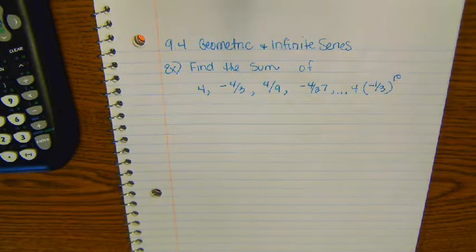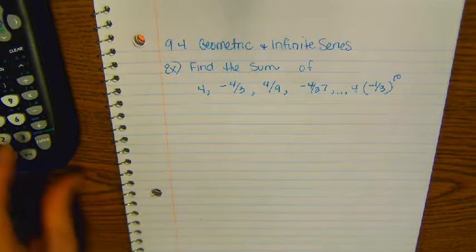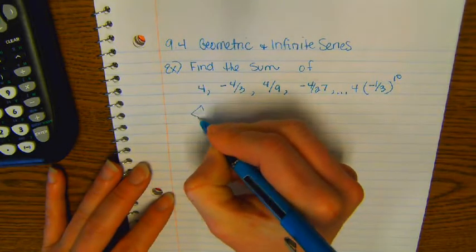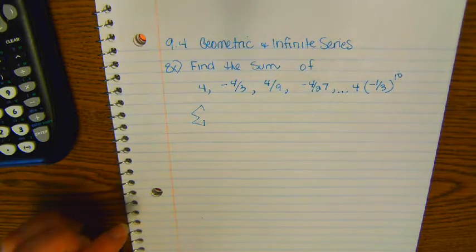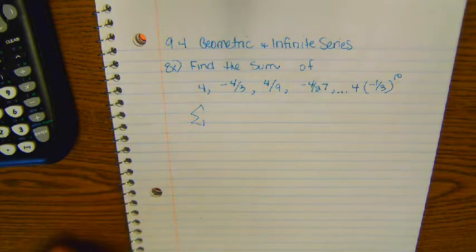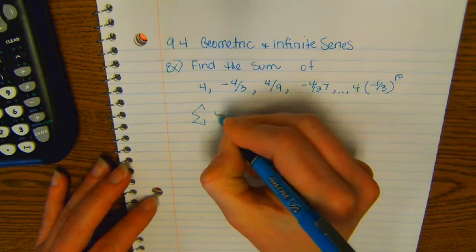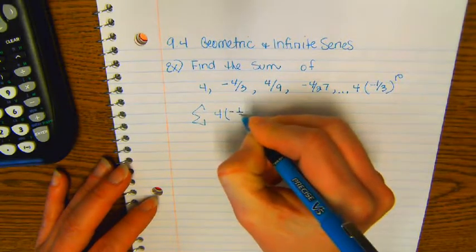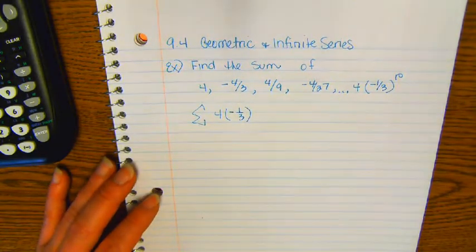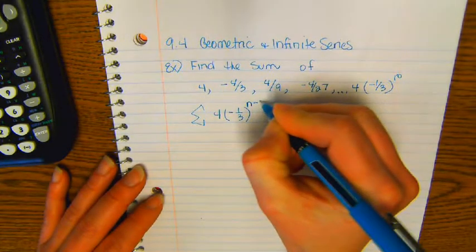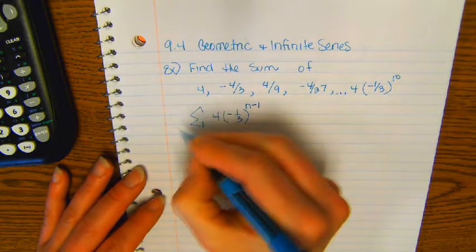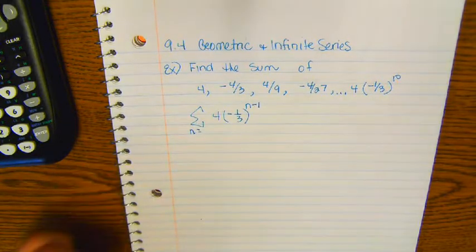So let's first just write out what we're dealing with here. I'm finding the sum. This is good practice for summation notation of the series. And what's the explicit formula for the series? Good. 4 times negative 1/3, we're putting that in parentheses to the n minus 1 power, or we can use k minus 1. If we use an n, we just put an n here instead of a k.